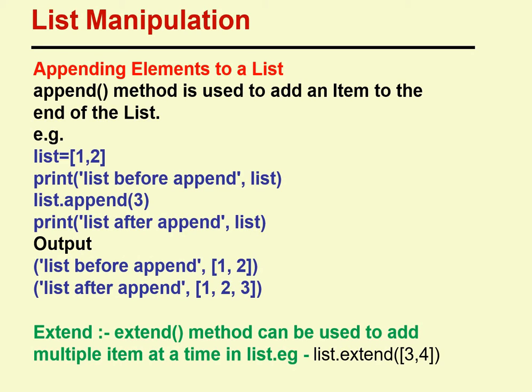Appending elements to a list. So what is appending? Appending is nothing but adding a new item to the list. So append means it will add an item to the list at the end of the list only. Okay, let's see an example.